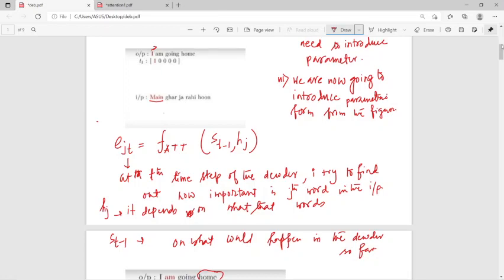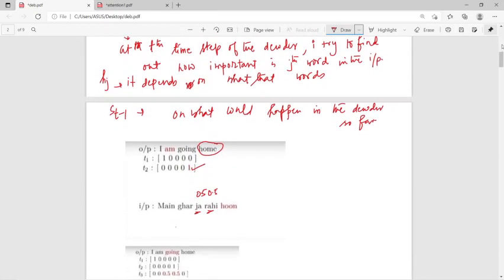So what is the next possibility? We have to convert EJT into a probability distribution, so we use the softmax, because we normalize the weights by using the softmax function. So alpha JT is exp of e JT divided by the summation of exp of e over all inputs, that is the softmax function.